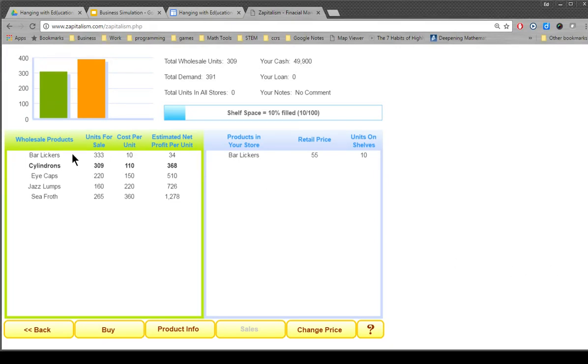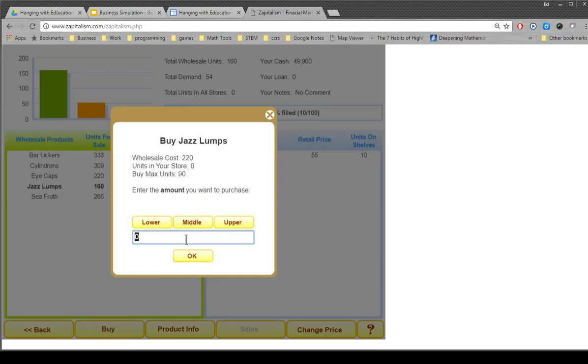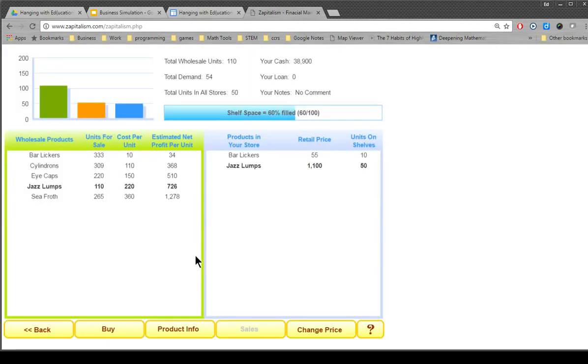So let's say we really want to go with jazzy lumps just because it sounds really cool. It doesn't look like there's a whole lot of profit here, but I'm all about my community. So I'm going to buy some jazzy lumps because I got some jazzy people here. I'm going to put 50, buying 50 of those out of my 100 store spots. I'm going to leave the price there just to see what happens with them.